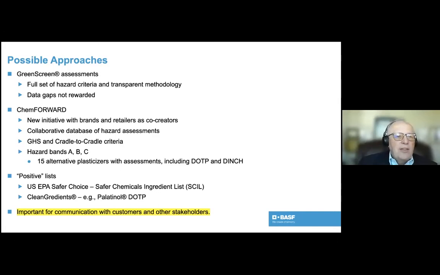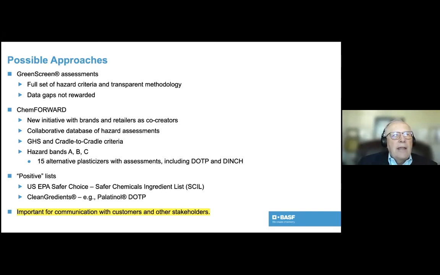And so I just have a couple of examples that are actually related to each other. One's the EPA Safer Choice Program with the Safer Chemicals Ingredient List, and the Clean Ingredients is a private database of substances that already meet the EPA criteria. One of our plasticizers, Platinol DOTP, is currently on Clean Ingredients.